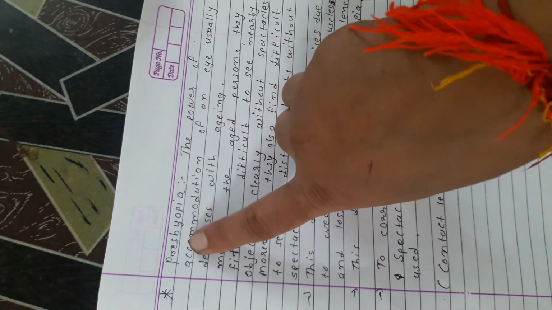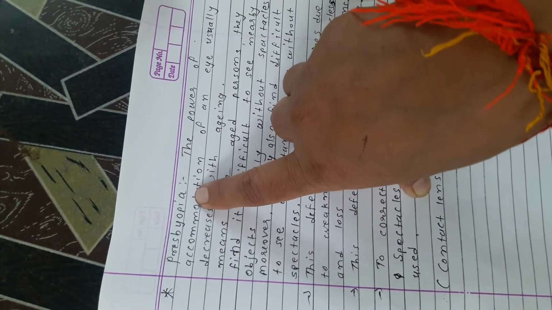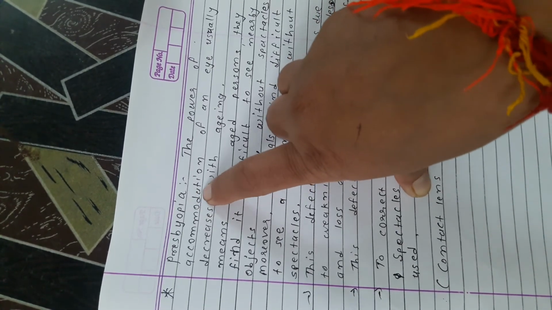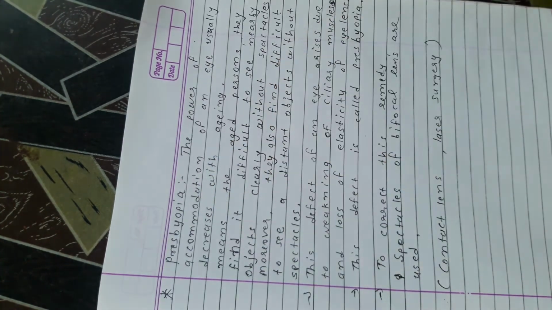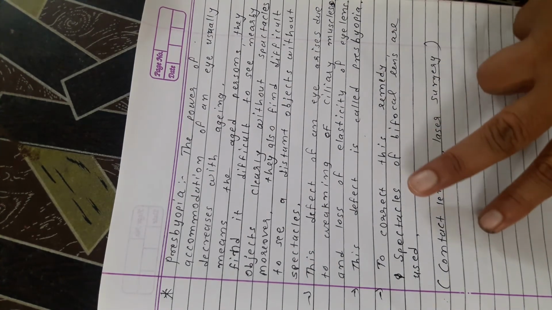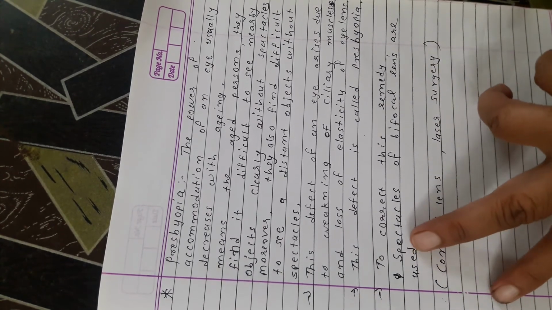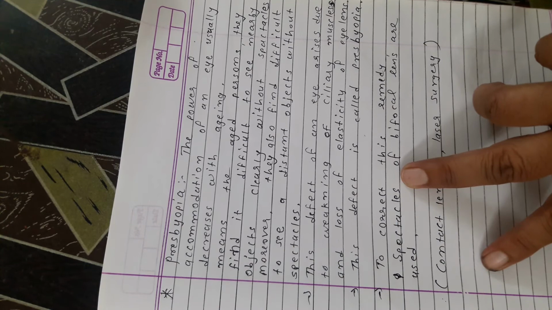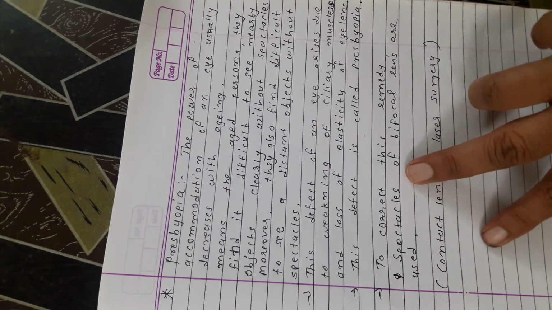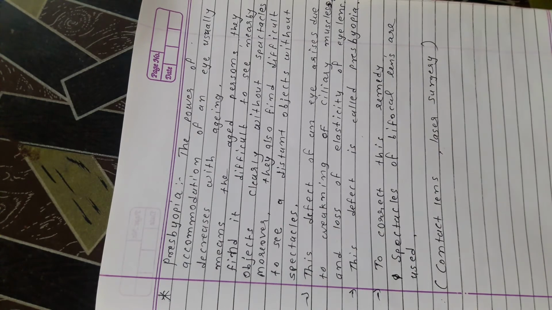This type of defect is called presbyopia, and to correct this defect, the person uses bifocal lens spectacles. Bifocal lens, that is, the upper part of bifocal lens is made up of concave lens, and the lower part of these spectacles is made up of convex lens.